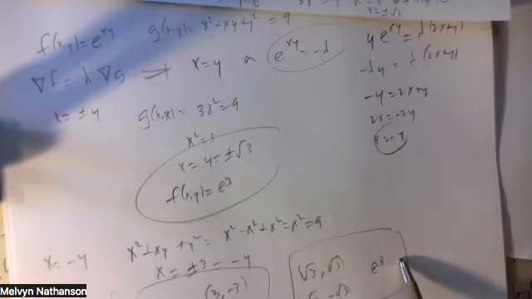So at the points 3, minus 3 and minus 3, 3, the value of the function is e to the minus 9. At the points root 3 and minus root 3, the value of the function is e cubed. So this is the maximum value of the function on that constraint, which is some ellipse, and this is the minimum value.